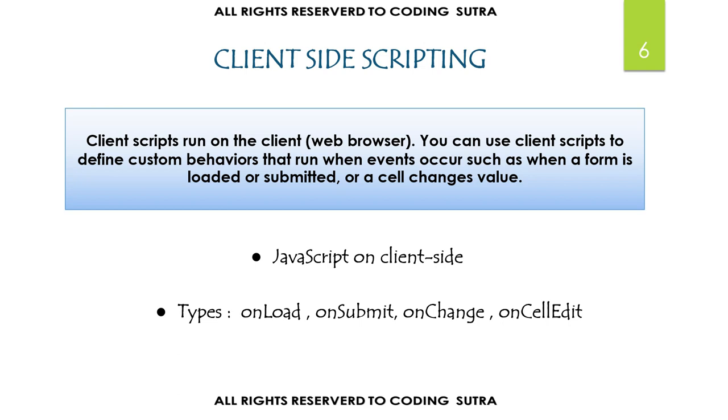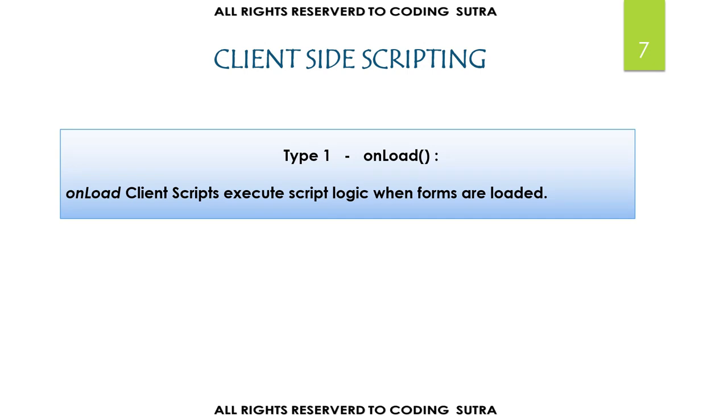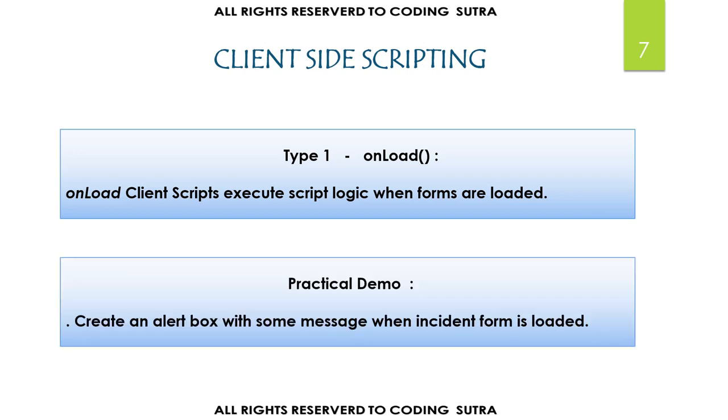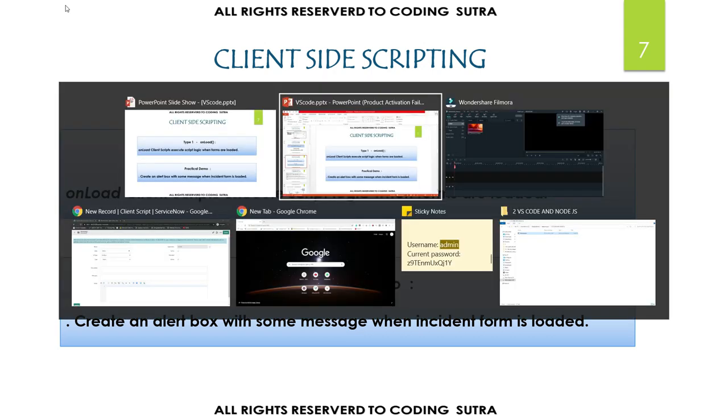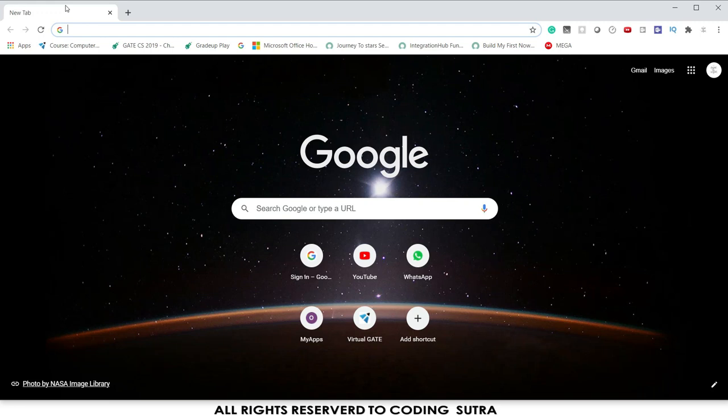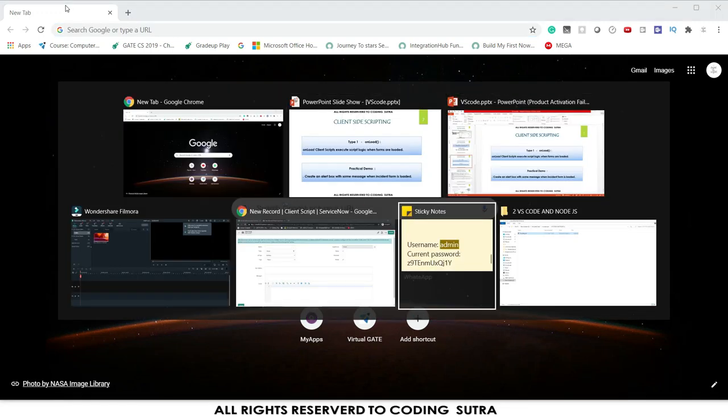So now let's look at these types practically. Let me open my personal developer instance. Type 1, onLoad. An onLoad client script executes script logic when the form is loaded. Practical demo: create an alert box with some message when the incident form is loaded. So let me open my personal developer instance to understand this better.